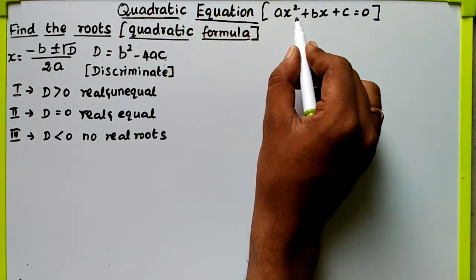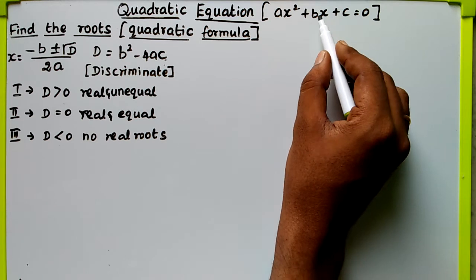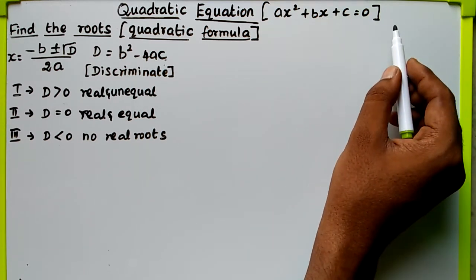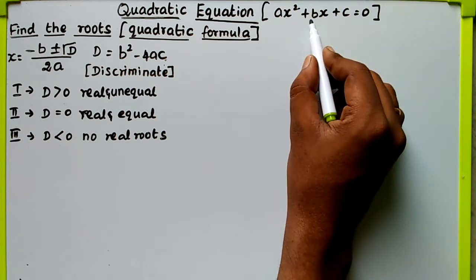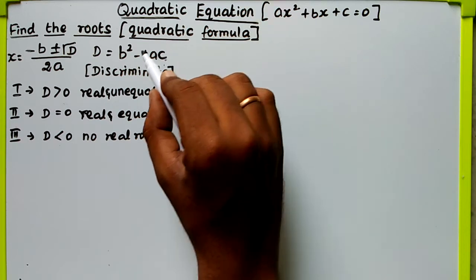Whenever the equation is not in the form ax square plus bx plus c equals 0, that is, if x square, x or the constant is on the right side, you shift it and write in the standard form ax square plus bx plus c equals 0 before solving the equation.